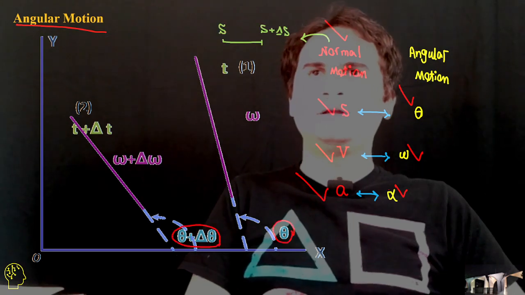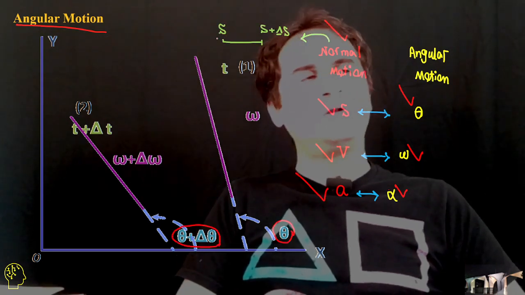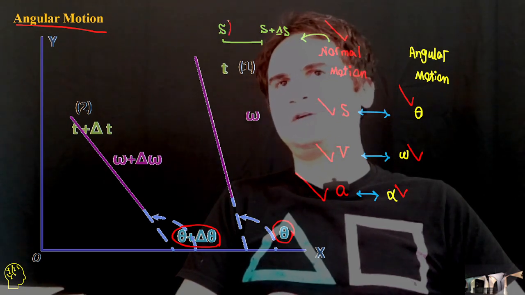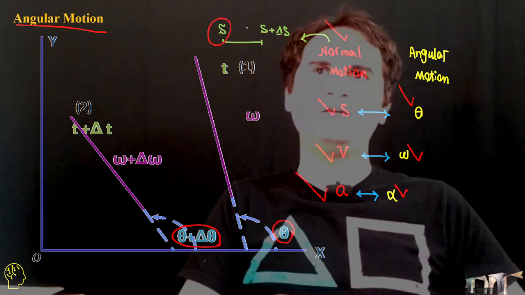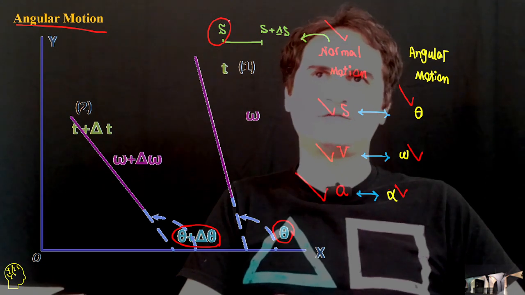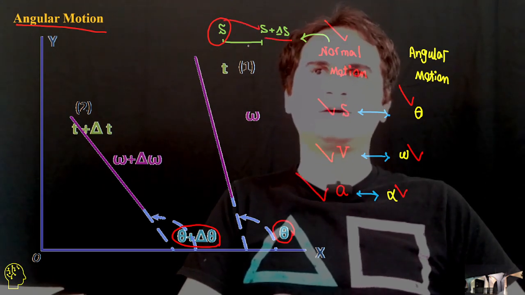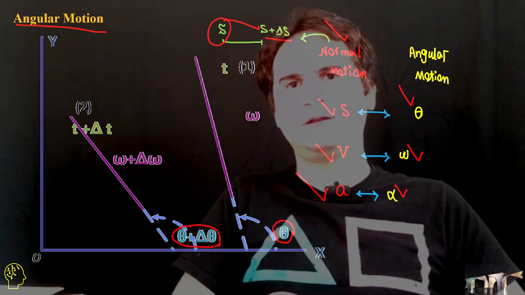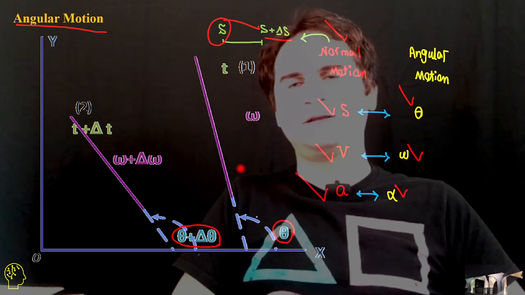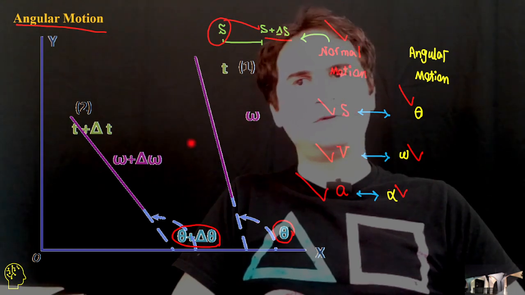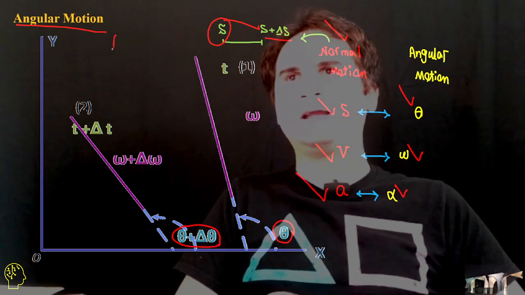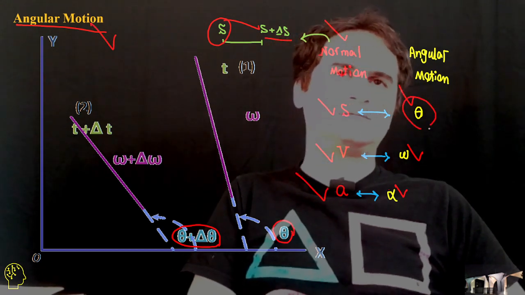If you remember in normal motion or rectilinear motion, we move from location S to S plus delta S. Likewise in angular motion, we are at an angle of theta, then go a bit farther, and that's theta plus delta theta. That's angular displacement.